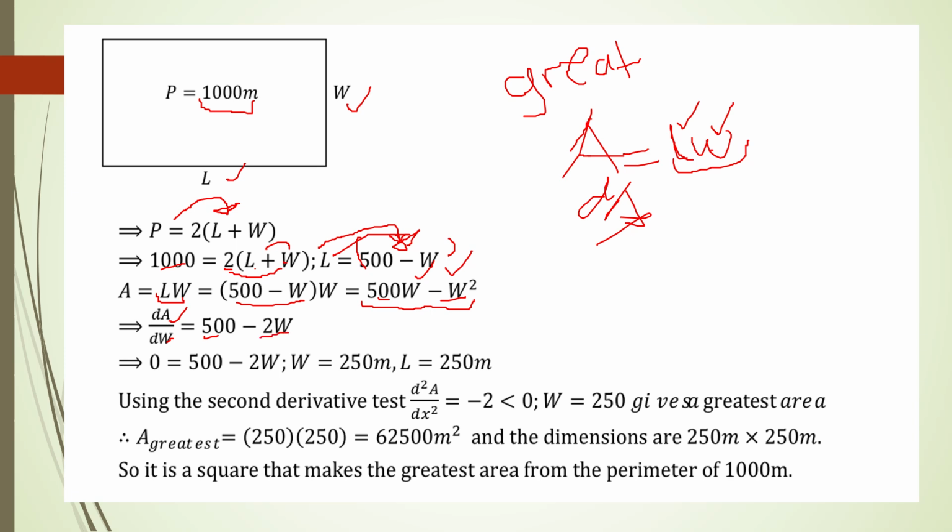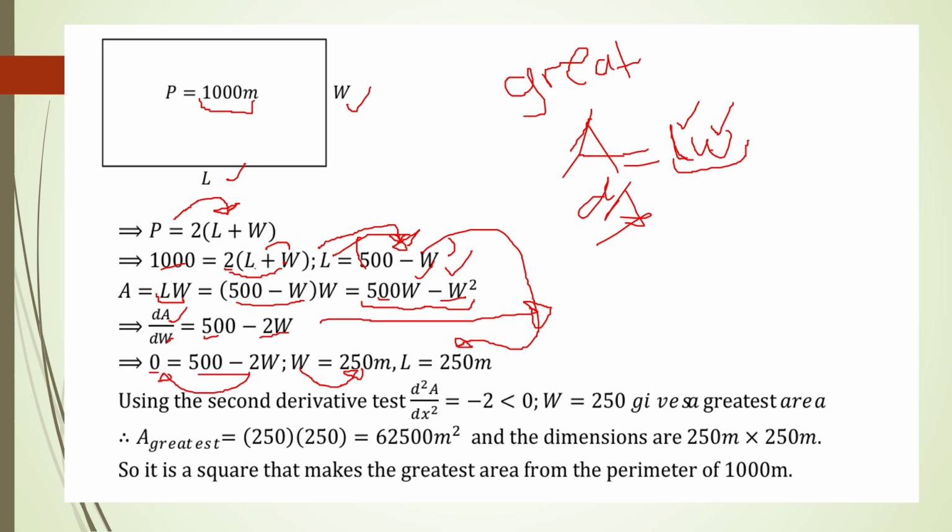Then we bring in our assumption that for area to be greatest, the derivative, or the gradient, must be equal to 0. So 0 is going to be equal to your derivative. And then you make w the subject simply by bringing 2w this side and then dividing through by 2. So your w is going to be equal to 250 meters. Now we also get the value of L from this formula, and it's also going to be equal to 250 meters.